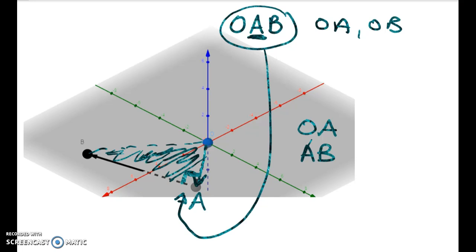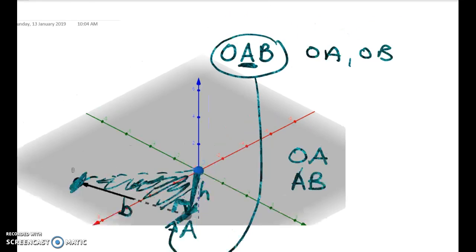So that's really easy because I've got a triangle with a perpendicular height already. So this is my height and this is my base. So I need to find the length of that line from AB, which is the magnitude of vector AB. And then I need to find the magnitude of OA.